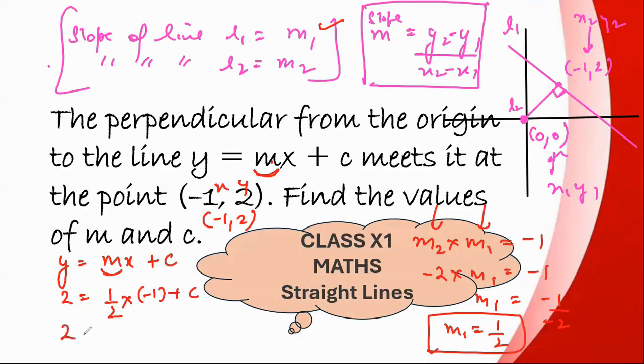Now we just have to solve it. So 2 = -1/2 + c. We take that number to the other side, so it becomes 2 + 1/2 = c. After taking the LCM, we got the value of c, so c is 5/2.